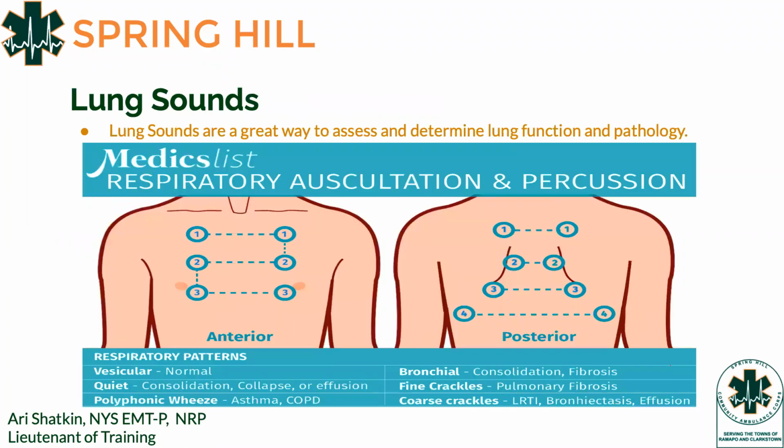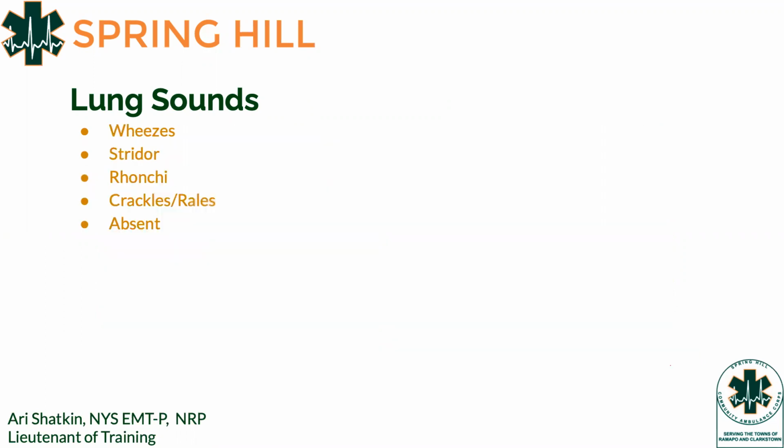All right, so the way that we're going to find out what's going on is through lung sounds. So lung sounds are a great way to assess the lungs' functions and pathology, and you could really figure out a lot about what's going on with someone just based off their lung sounds. So we're going to try to get a good understanding of those. The main lung sounds that we're going to worry about are wheezes, stridor, rhonchi, crackles, rales, and absent lung sounds.